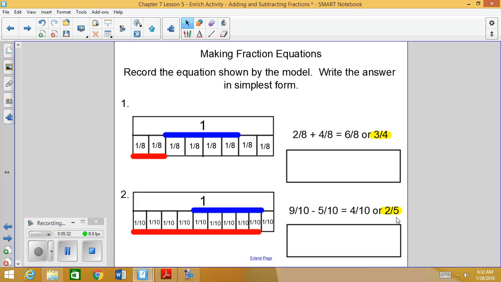Now that I've given you 2 example problems within how to make fraction equations, you're going to take your time now and complete the Enrich activity worksheet. What you're going to be doing, boys and girls, is you're going to be recording the equations shown by the model, and then you're going to write your answer in simplest form. Once you've done so, there's a little riddle down at the bottom of your worksheet that you can fill out to try to find the answer to. Once you're done with your worksheet, keep your worksheet, and you can start on your homework.